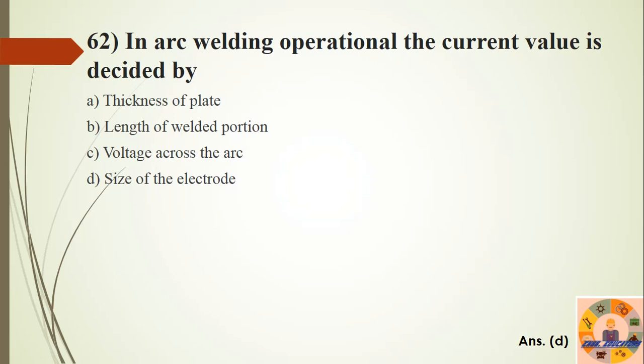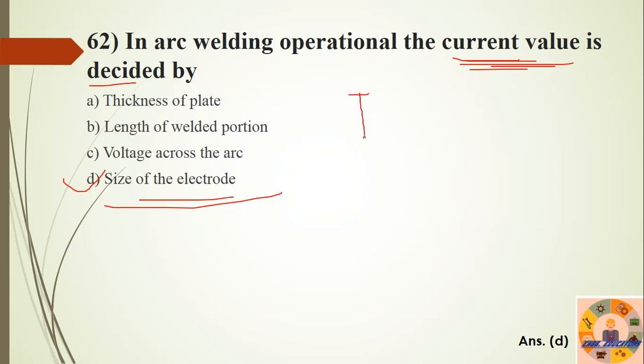Next question is, in arc welding operations, the current value is decided by option A thickness of plate, option B length of welded portion, option C voltage across the arc, or option D size of the electrode. The right answer for this question will be option D, the size of the electrode, because the current value is decided by the amount of heat required.